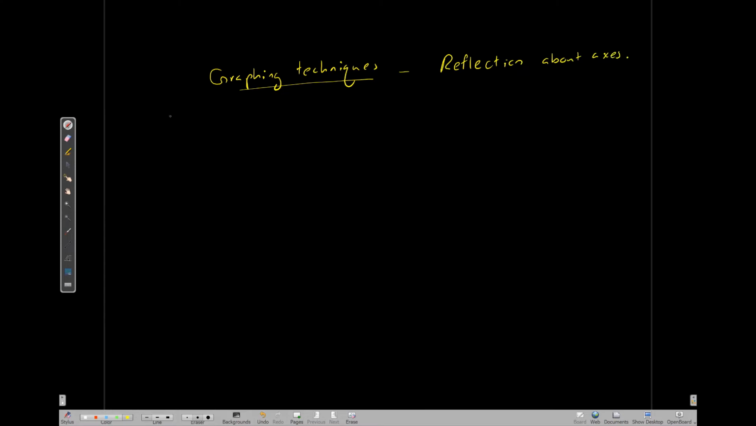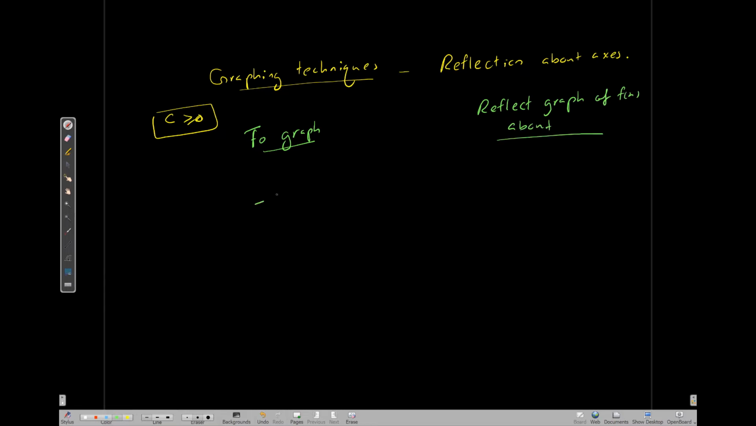Now again, let c be a positive constant, just for the theory part, then it's easy. We want to graph the reflection of the graph of f of x. To graph minus f of x, or negative f of x, with a negative sign in front of f of x, what you need to do is reflect this about the x-axis.